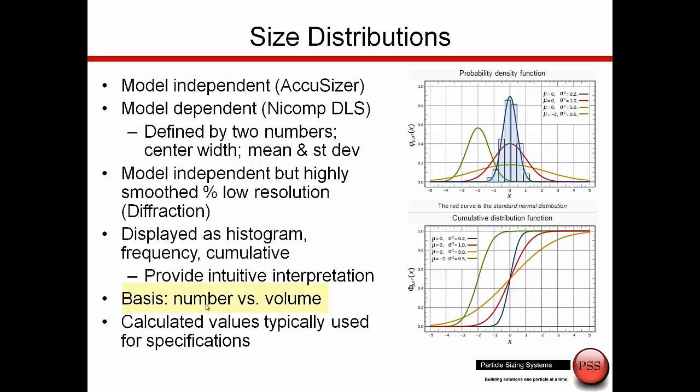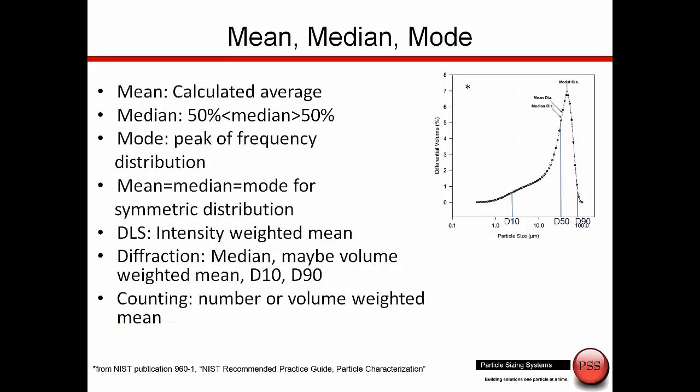We also have to decide what is the basis of the distribution. Is it number versus volume? I'll discuss this in just a slide. And we're probably going to create several calculated values as well, which are typically the numbers used in the specifications for the product. So if we're going to use calculated values, the most frequent calculated values to describe distributions are the mean, median, and the mode.